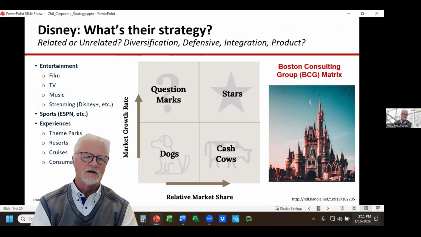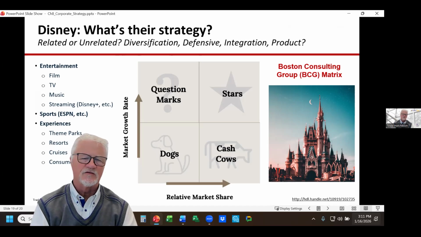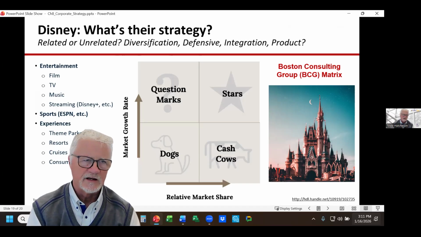Stars in the Disney world, their theme parks are stars. Their resorts are stars. They're probably starting to move towards the cash cows, where they're harvesting the cash from them, but they're still stars in their market, so they wouldn't necessarily be pulling money out of them, but they are funding other operations. Cruises, something that Disney hasn't been offering for a long time, at least not comparatively so. They may be a question mark. They may eventually become one of the stars, but I wouldn't say they're a star or a cash cow at this time.